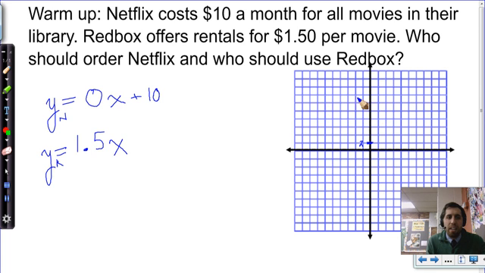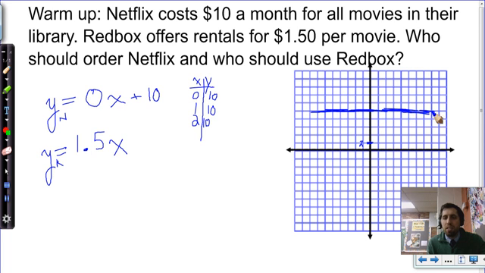So I know that Netflix is, if I drew an XY chart, or if I just understood what's going on and thought about it for a while, I'd be like, the x's don't matter. No matter how many movies you watch, you're always just going to pay $10. So no matter what x is, y is always 10, which means we have a horizontal line. So this is our Netflix line right there.